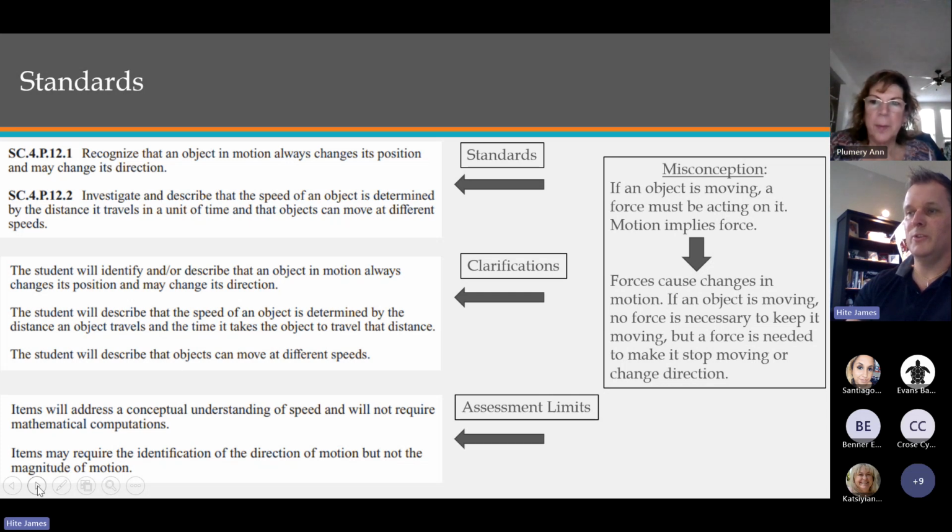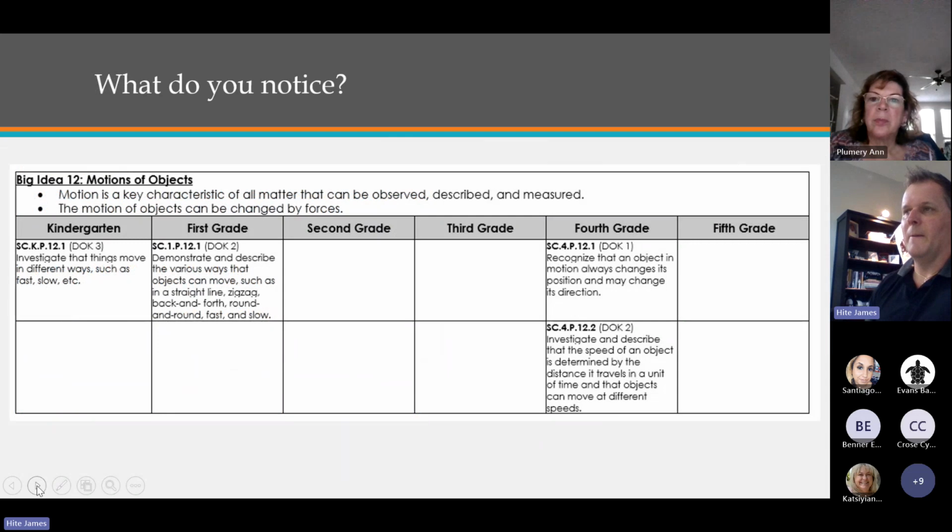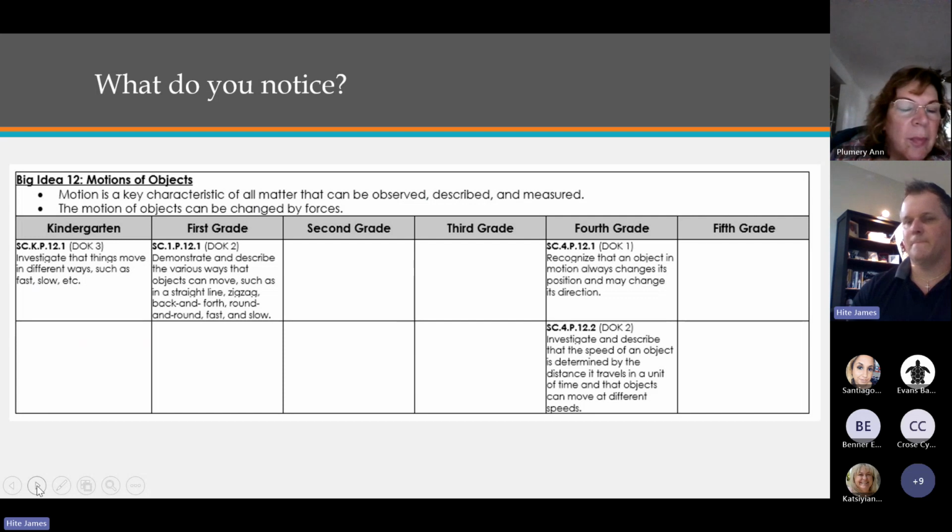So that is our 2 standards. A little tiny break from having 80 standards like in the last big idea unit. And then here we go. This is the progression of big idea 12, and look at what you notice there for big idea 12. Anything, any aha moments? You can put that in the chat.